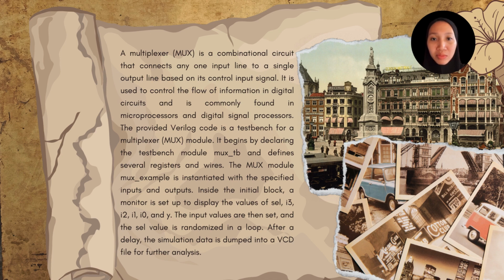It begins by declaring the test bench module MUX_TV and defines several registers and wires. The MUX module MUX_example is instantiated with the specified inputs and outputs. Inside the initial block, a monitor is set up to display the values of cell I3, I2, I1, I0, and also Y. The input values are then set and the cell value is randomized in a loop. After a delay, the simulation data is dumped into a VCD file for further analysis.